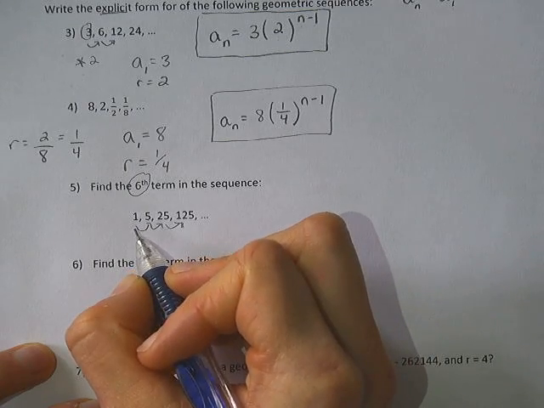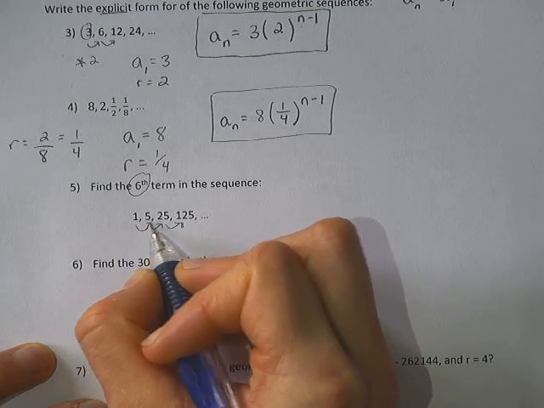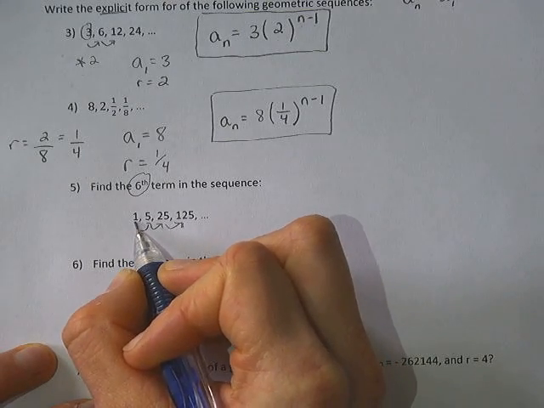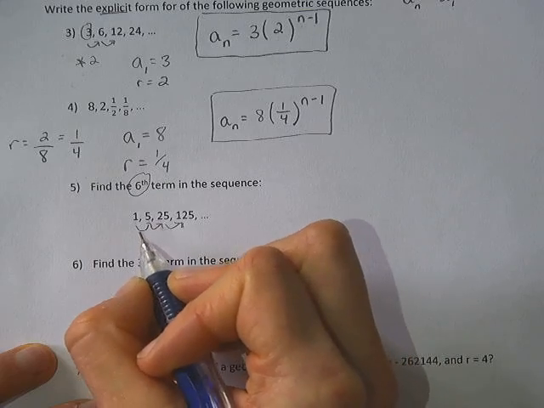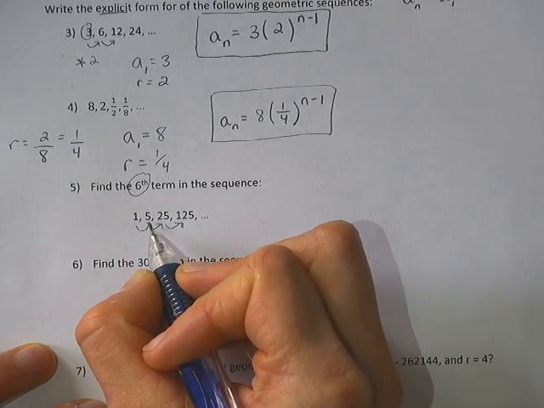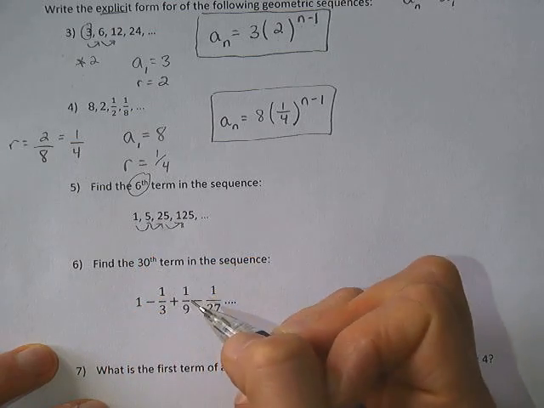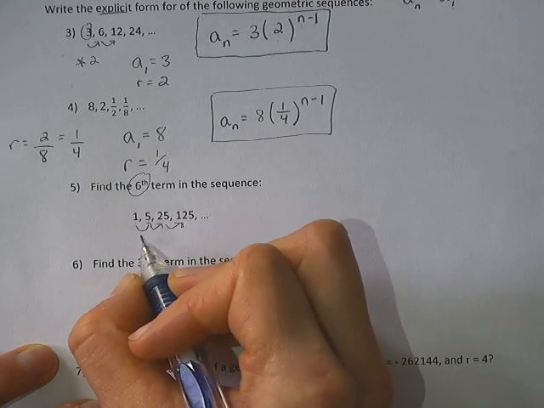So if it was arithmetic, I would think, what am I adding? So if it is arithmetic, I'd say, okay, what am I adding to 1 to get 5? Well, I'd have to add 4. So if I add 4 again, would I get 25? And no, I wouldn't. So let's see if it's geometric.